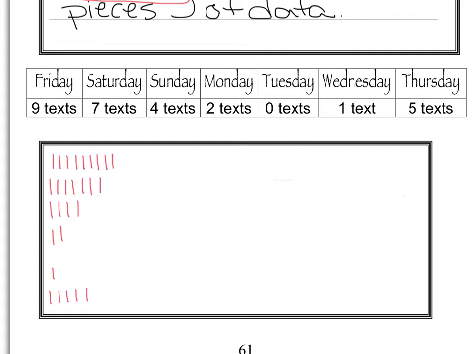One way that you can represent the mean is with a picture. And so I have placed all the text messages in this diagram. There's 9, 7, 4, 2, 0, 1, and 5. One way that you could try to figure out what the mean is without doing any math is to spread out all your data. Like imagine if you had all these cubes laying out. You would want to try to even them out and find even groups.